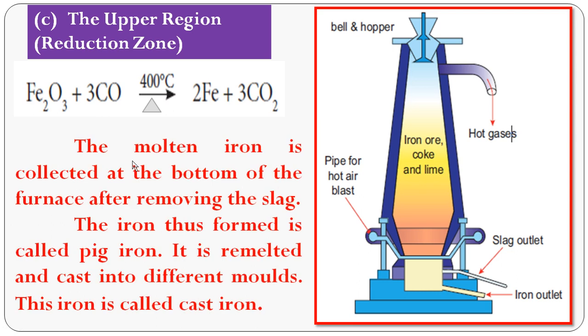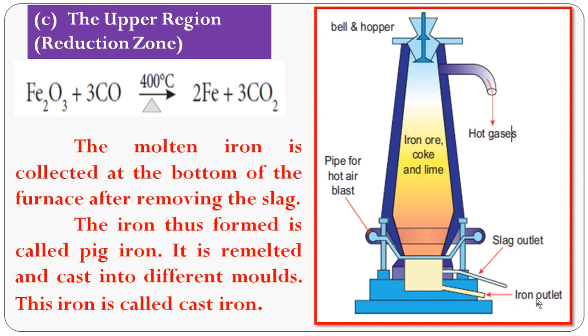Here the spongy iron becomes molten iron. The molten iron is collected at the bottom of the furnace after removing the slag. So already you removed the slag. Now the iron is at the bottom of the slag. Now through this iron outlet you have to remove the iron.